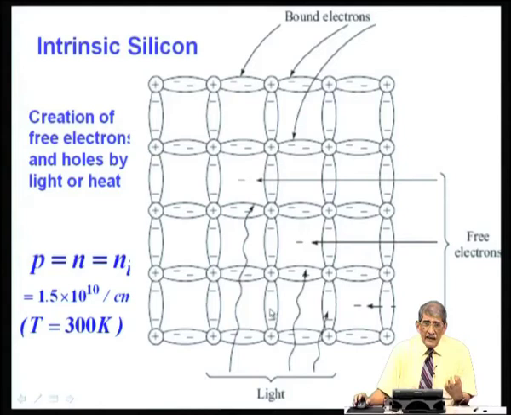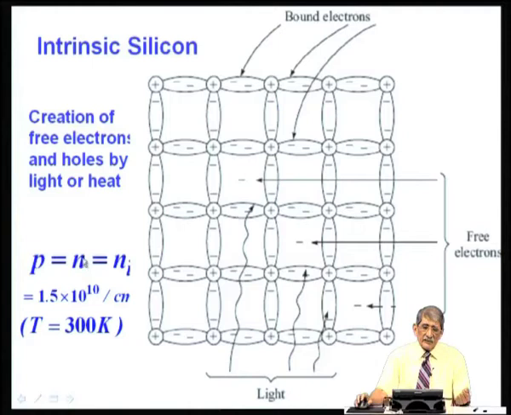So, at 0 degrees Kelvin, this electron was sitting all in the bond, no free electron. Now, this electron will come out. That way, a number of electrons will break bonds. There are 5 × 10²² silicon atoms per centimeter cubed. Many of these electrons from the bonds will come out and will be free. So, those are n, the number of electrons per centimeter cubed.